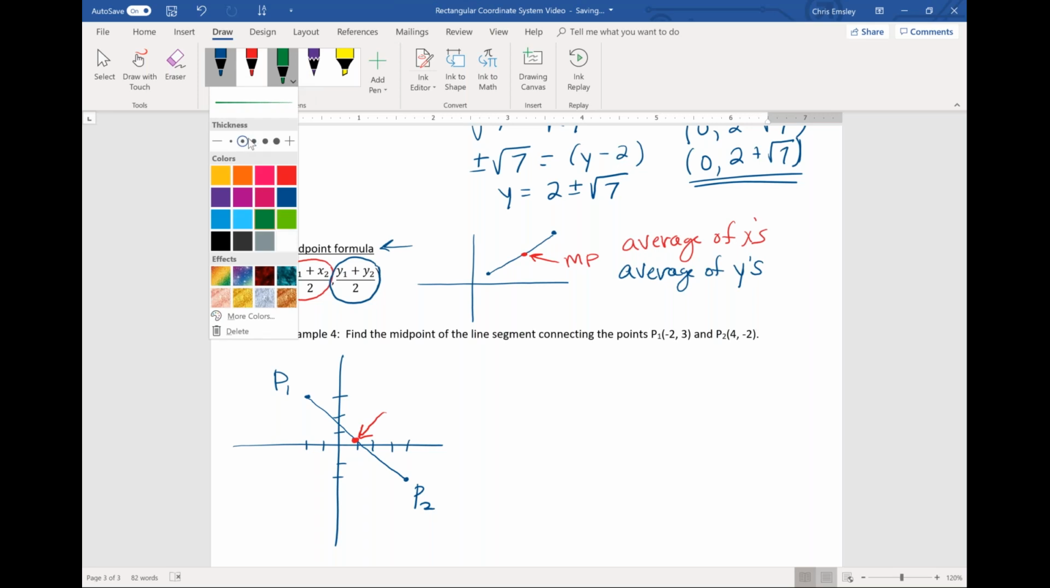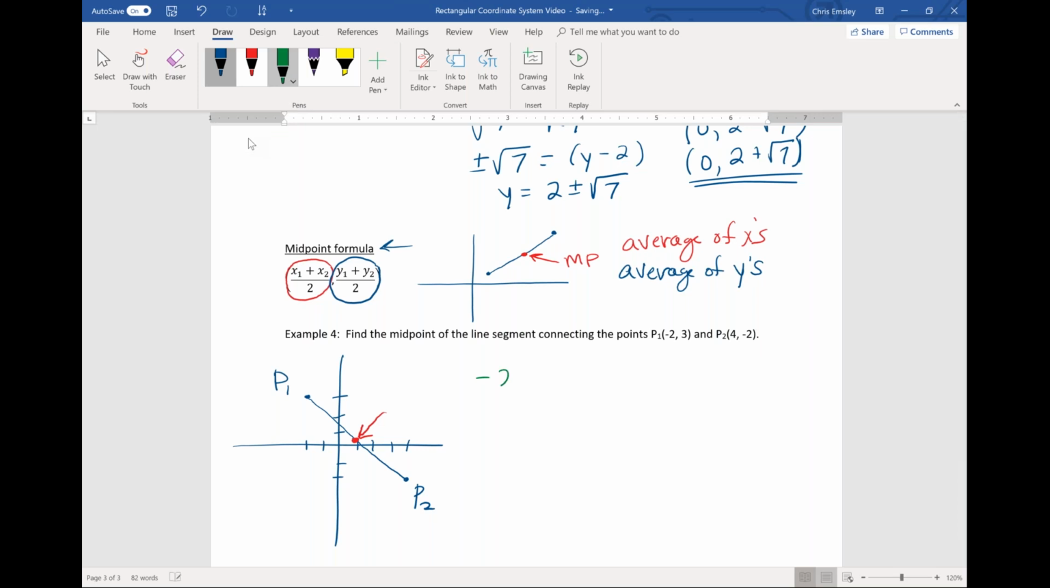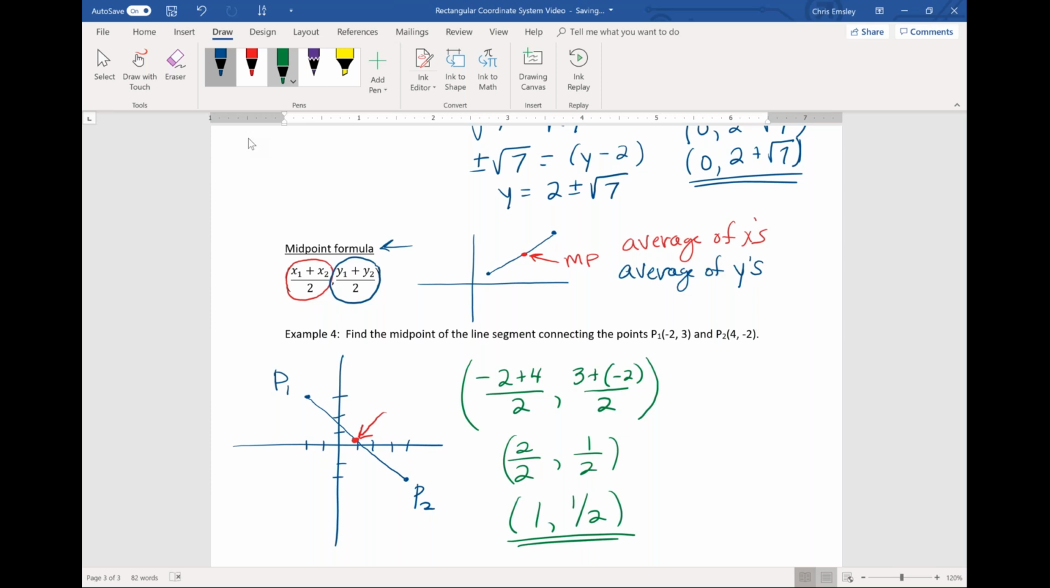So the midpoint formula, take the average of the x values. So -2 plus 4 divided by 2. That's the x coordinate of your midpoint. And then you average your y values. 3 plus -2 divided by 2. And that's the y coordinate of your midpoint. A midpoint will always be an ordered pair. And from there, we just need to simplify. -2 plus 4. And 3 plus a -2. And finally, we can reduce that first one, our midpoint, as (1, 1/2). And that's it for this section.